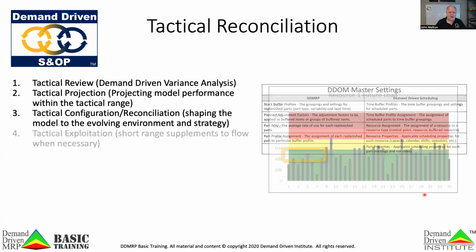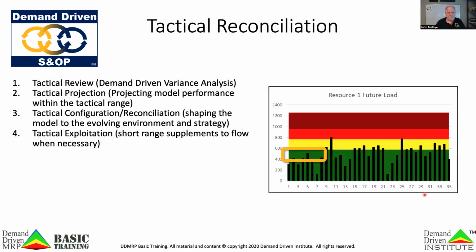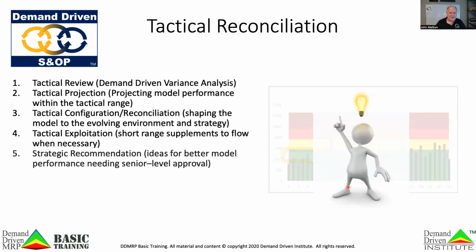We can look at exploitation. What are some supplements that we can do in the short range to improve flow? Can we make some changes early on here in this chart? We can see we've got capacity in the first days, but we're overloaded out here. Can we move some things around and make that happen?